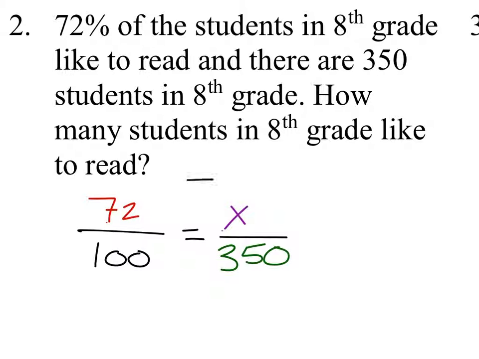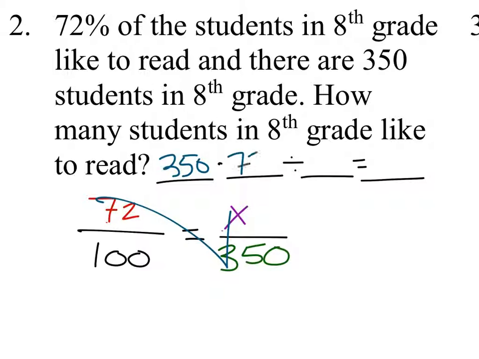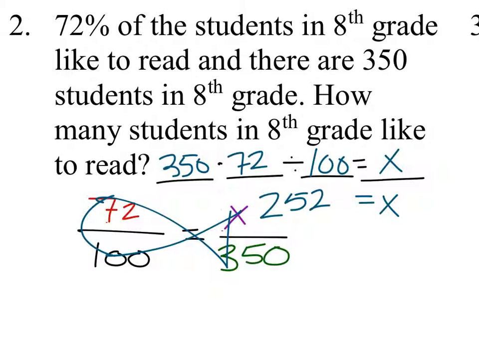So we do need to use good old fish method on these. Multiply, divide, and equals. And then we'll do x. We go down to the 350, come up to the 72, swing that back down to the 100, and come up back to the x. So x equals, is it 252? Yeah. Bam. 252. But remember, 252 is not the answer. 252 students. If you want to be very specific, you'd say like to read. In 8th grade, yeah. That's your answer.